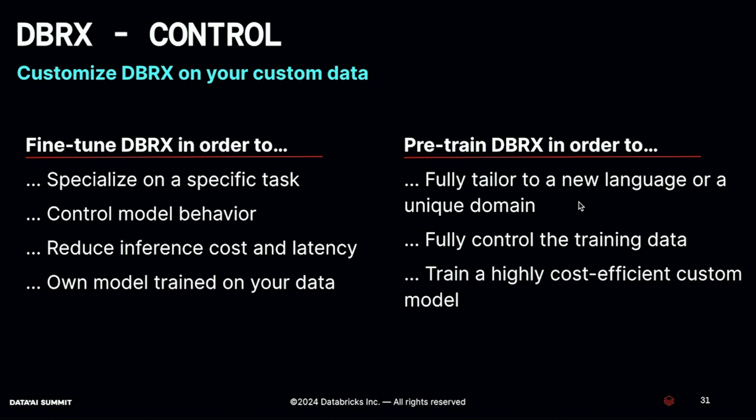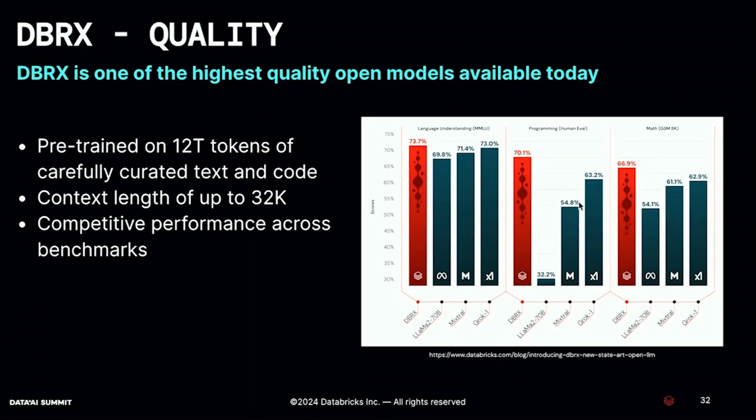Some businesses in some industries are not willing to have models trained on data that is just scraped from the internet. So with pre-training, you can fully control the data. In terms of quality, DBRX is one of the highest quality open models available today. It was trained on 12 trillion tokens of carefully curated text and code. It supports a context length of up to 32K.